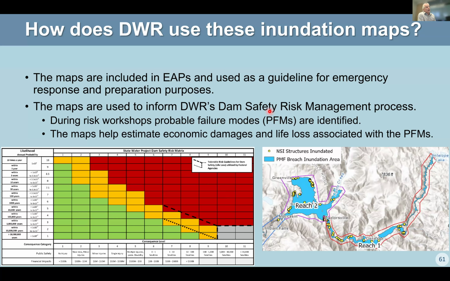And DWR does that to prioritize projects. We look for projects that are going to have higher consequences to do first, and focus on those. And there's a whole risk-informed decision-making process associated with that, and these maps are used in that process.